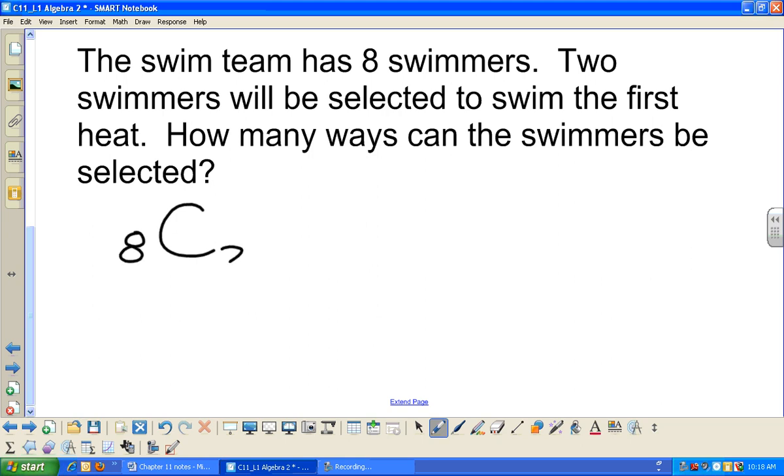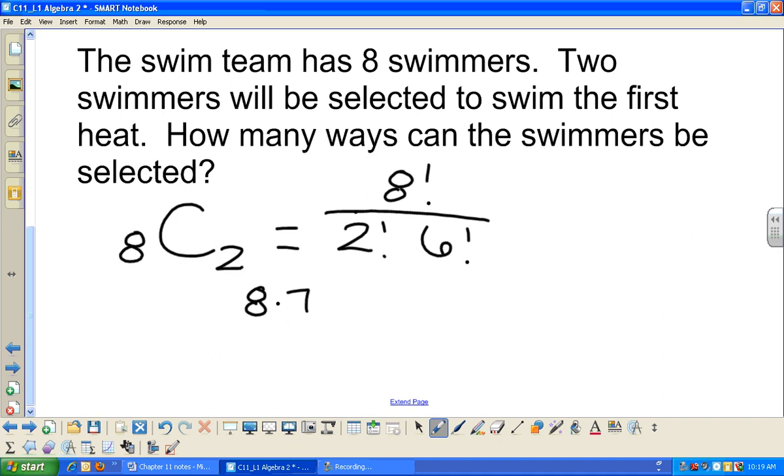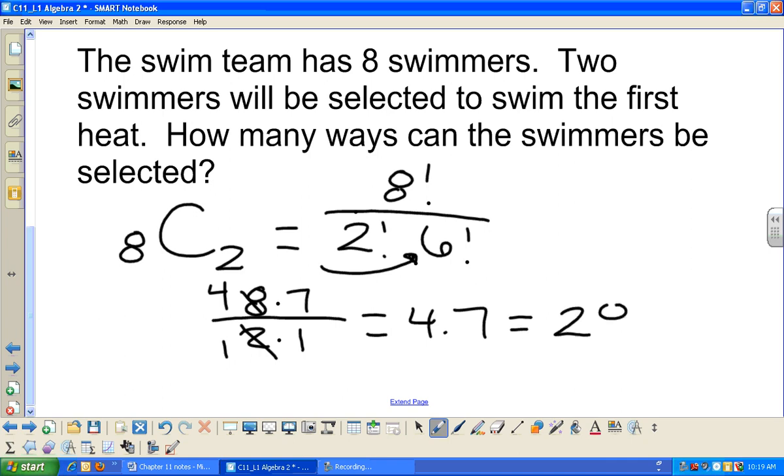There's a total of 8 different swimmers, and we're picking 2 of them. So this would be 8 factorial over 2 factorial, 6 factorial. Now again, to save time, I'm just going to write the 8 times 7, because everything below will cancel out with my 6 factorial, over 2 times 1. And I can reduce my 2 with my 8. So I'll just have 4 times 7, which is equal to 28.